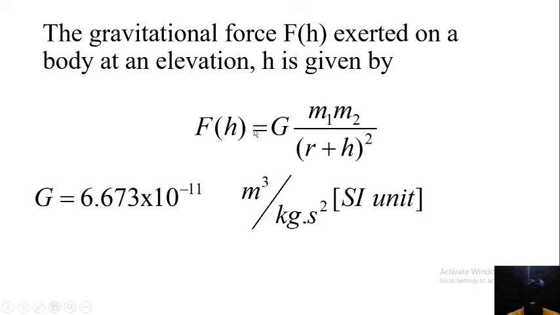The gravitational force exerted on a body at an elevation h is given by F equals G times the product of the masses m1, m2 over the radius of the first body plus the elevation of the second body, all squared. And then you know the universal gravitational constant to be 6.673 times 10 exponent -11 meter cube over kilogram dot second squared.